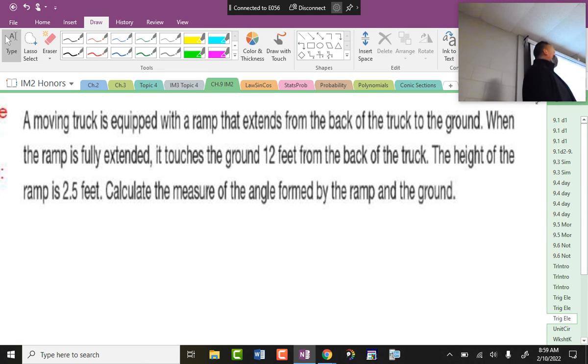Now I think there should be a little bit of an added word to this. But hopefully you put everything. No, I think it's good, now that I look at it again. The ramp touches the ground 12 feet from the back of the truck. The height of the ramp is 2.5 feet. That means it's really the height of the truck where the ramp hits, to get the stuff into the truck.